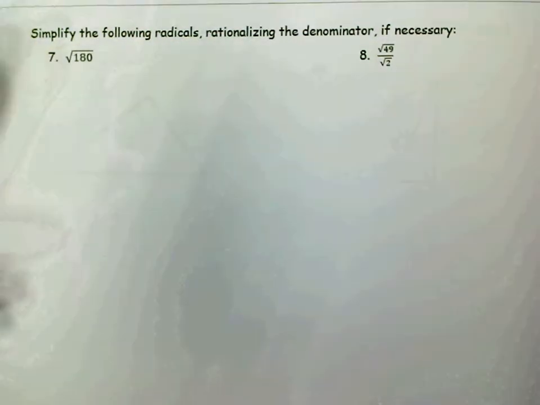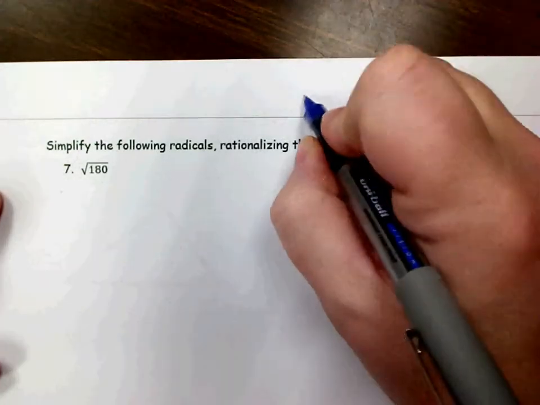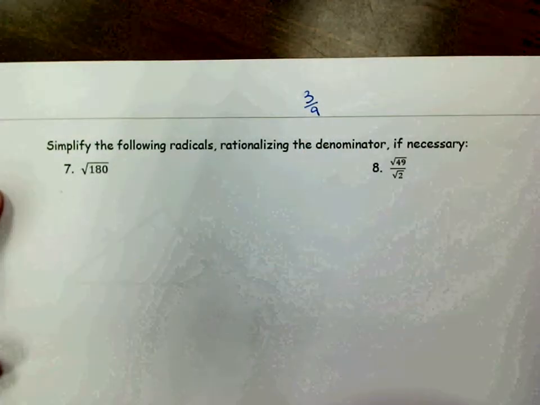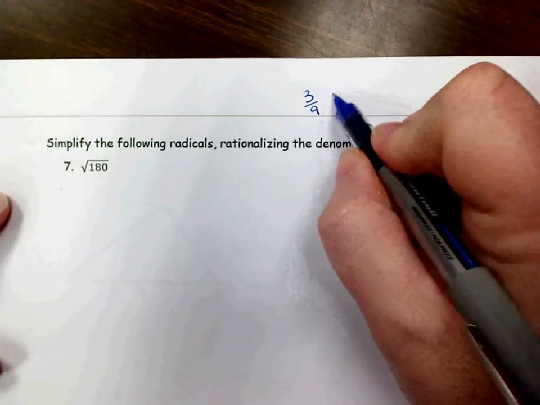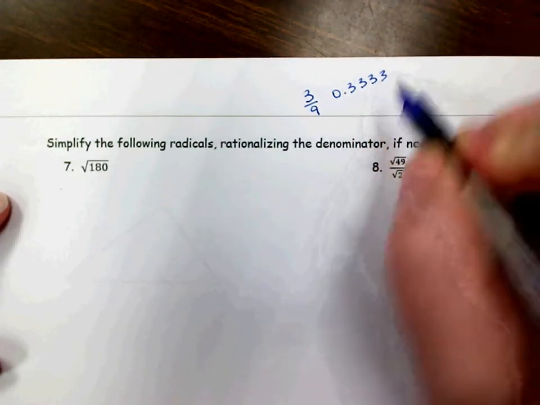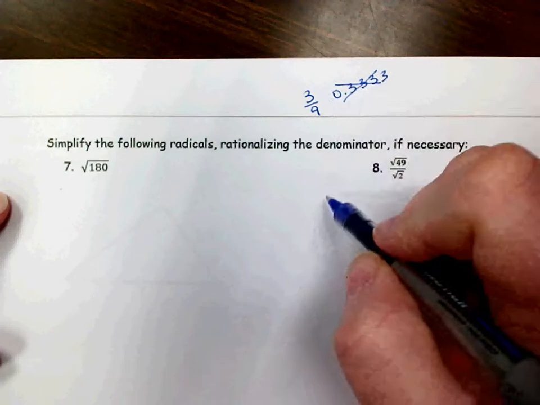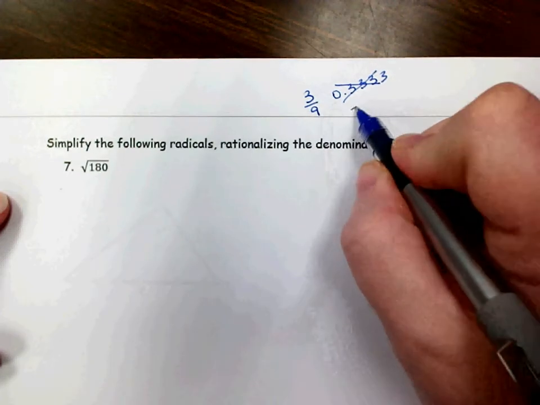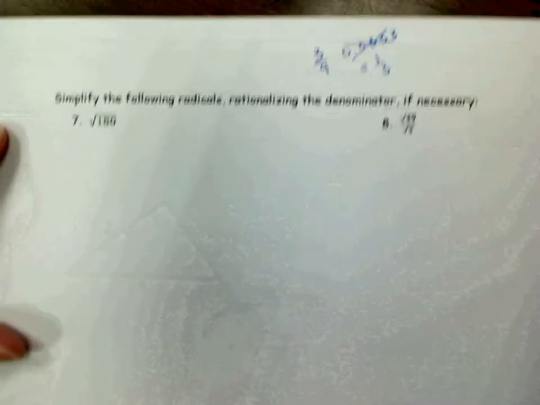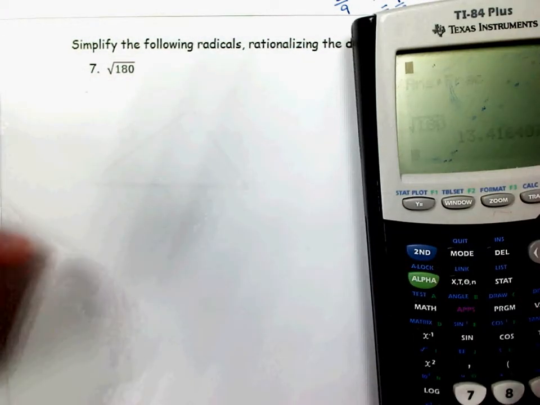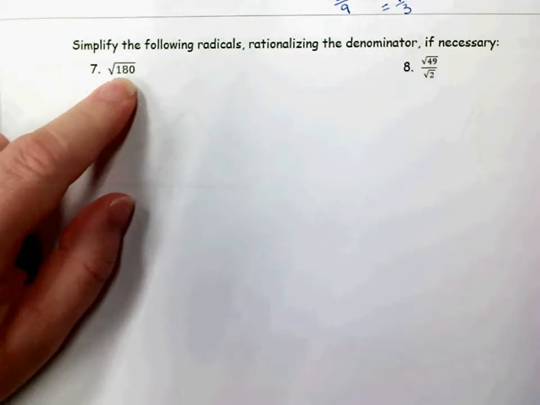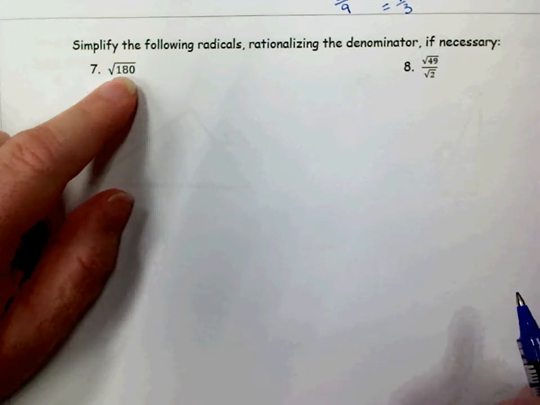Just like if I gave you the fraction 3/9 and asked you to simplify it. I don't mean for you to put 3 divided by 9 in your calculator and tell me it's 0.33333. That's not simplifying that fraction. 3/9 simplifies to 1/3. So we're simplifying the radical, getting it in its smallest form possible. So what you're looking for are perfect square factors of 180.